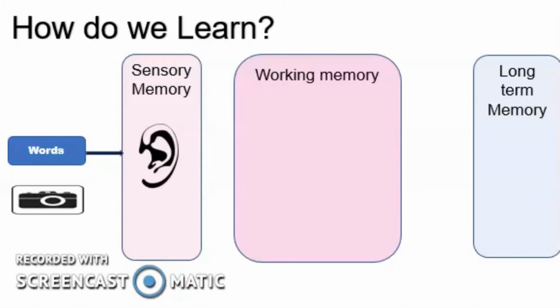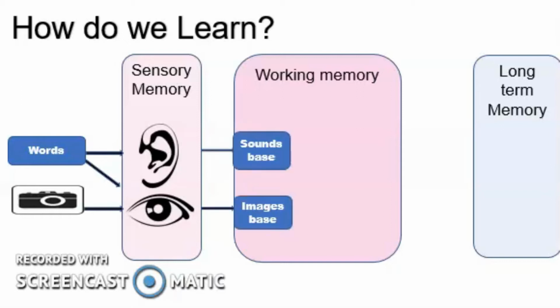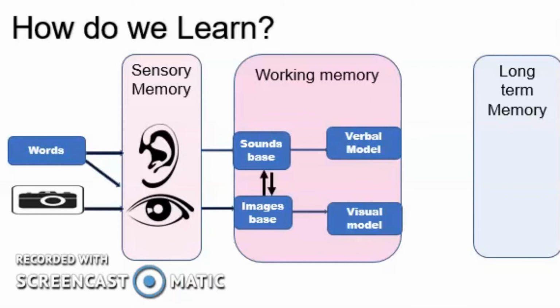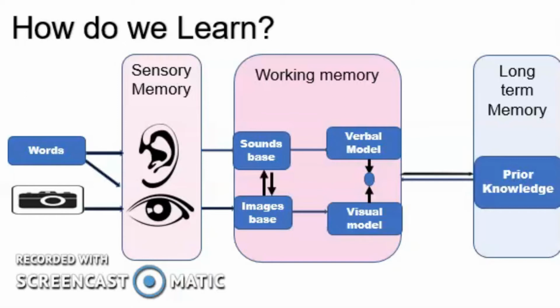So spoken words are perceived by the ear and written words are perceived by the eye. These are our sensory organs, and pictures are perceived by the eye. They form the sound base and the image base in the working memory, and they form the mental models, the verbal model and the visual model, to make new meaning, to make a new integrated consolidated model, which is further integrated with the prior knowledge. It is scaffolded in this and then it is stored for long-term usage. So this is the process of learning.